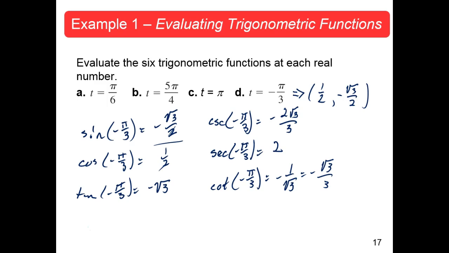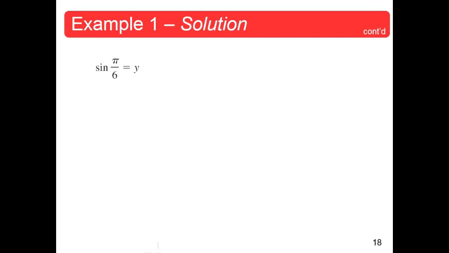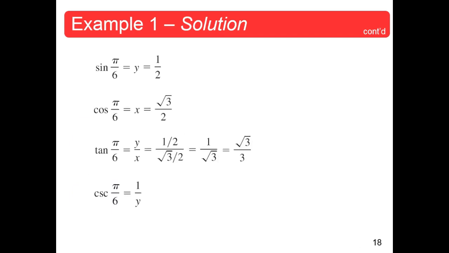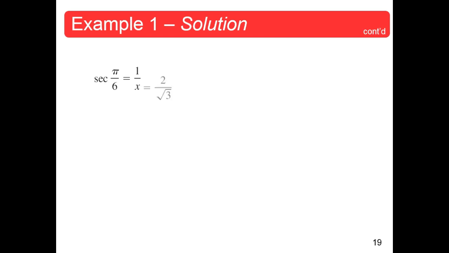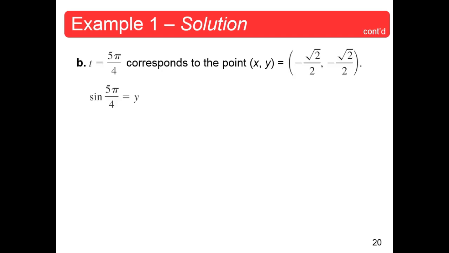Okay. So we already did the A one, so we'll just scroll through that. All right, now let's do the B one. B was t is equal to 5/4 pi. We determined we're over in the third quadrant, so both are negative. And the XY point, because that's a quarter pi, is root 2 over 2, root 2 over 2, both negative.